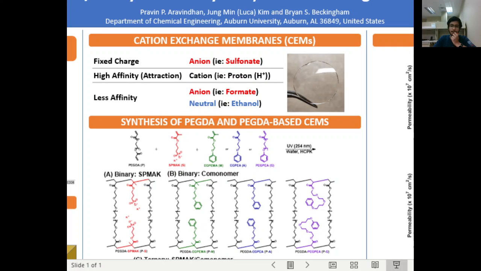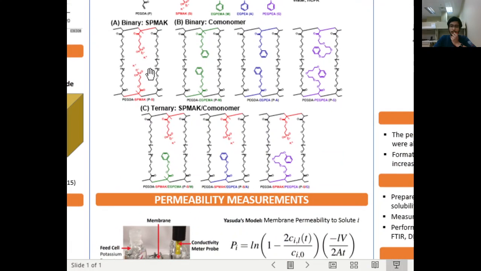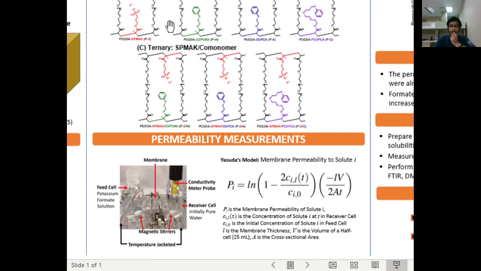And to measure the permeability of this membrane to formate ions, we use custom built diffusion cells, which are shown below. These diffusion cells are named the feed and receiver cell, and the membrane is kept in between these cells. The feed cell consists of potassium formate solution, and the receiver cell consists of pure water initially, and the receiver cell is clamped with a conductivity meter probe to measure the conductivity.